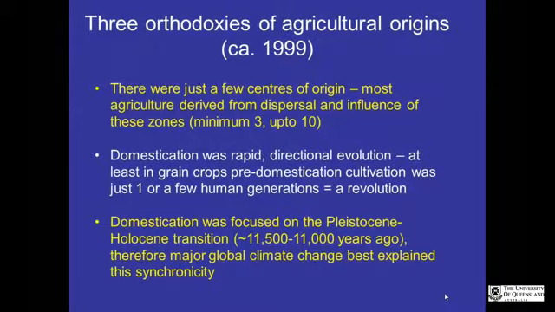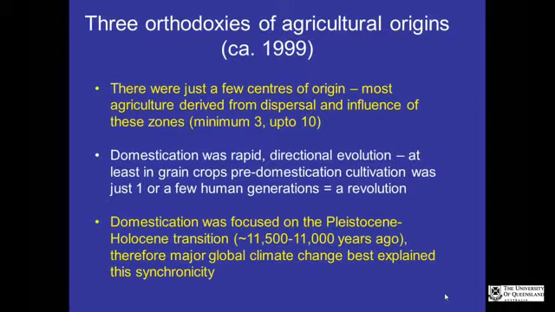And so that's what I'm going to look at today. So what are these three orthodoxies? I take circa 1999, because that's when I finished my PhD, and shortly after that I started lecturing. These are things that more or less I believed at that time, and they're still pretty standard fodder for textbooks. So one view is that there are just a few centers of agricultural origins, and I'll show some maps in a bit, but this varies between 3 and maybe 10. I'm going to question that today.